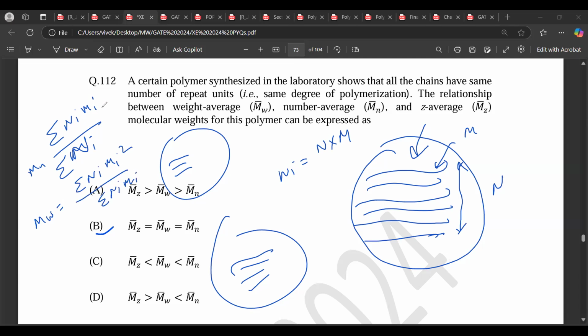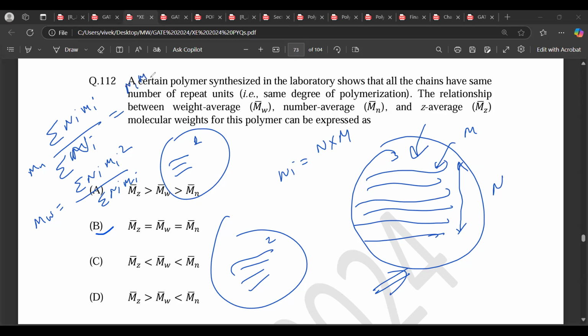Now, this i is a group. This is the first group, this is the second group, this is the third group. But if your polymer is monodisperse, with only one chain length, each having molecular weight M, and the total number of chains is N, in that case, if you simplify, this is going to be N1 M1.